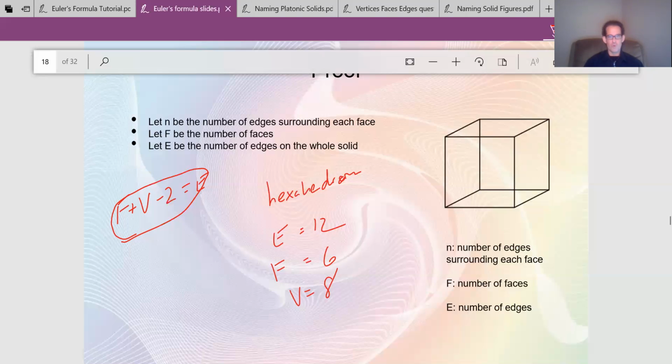So I have 4 plus 4 minus 2 has to equal my edges, which was 6. And I know 4 plus 4 is 8 minus 2 equals 6. Okay? Let's try another one.